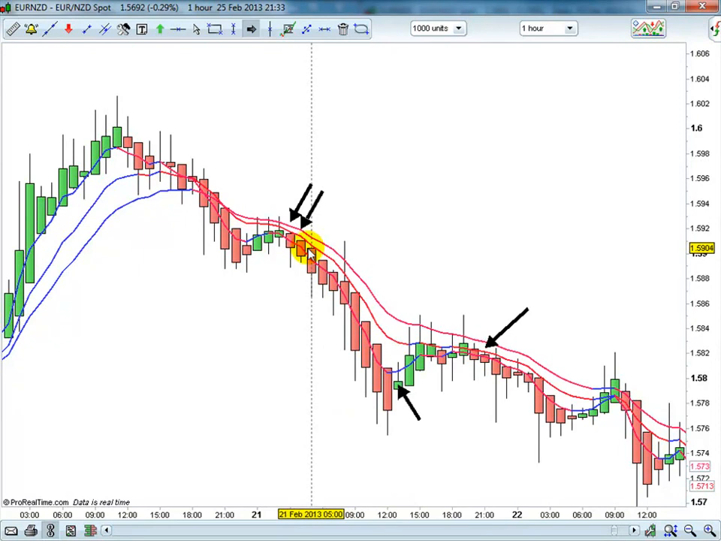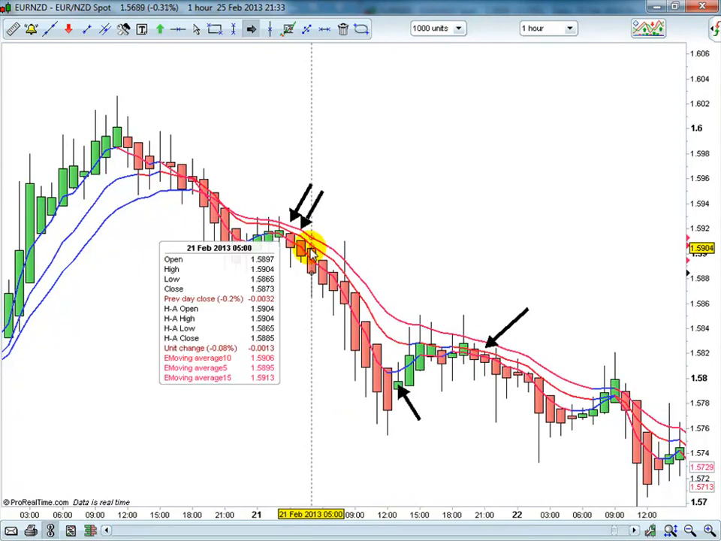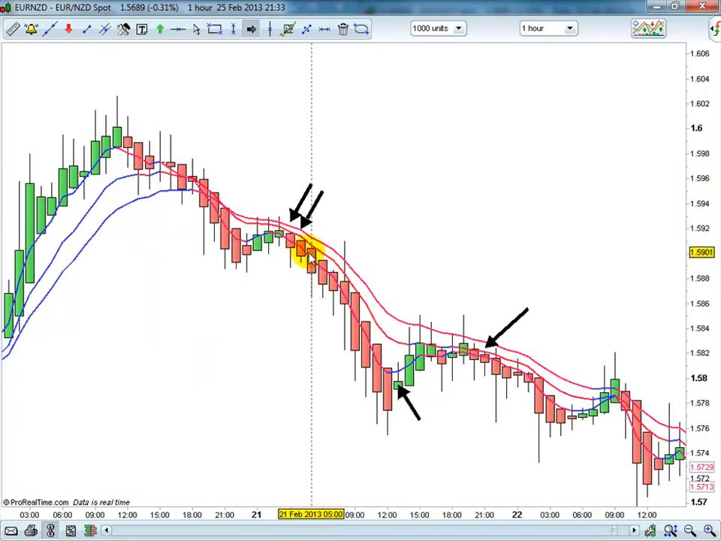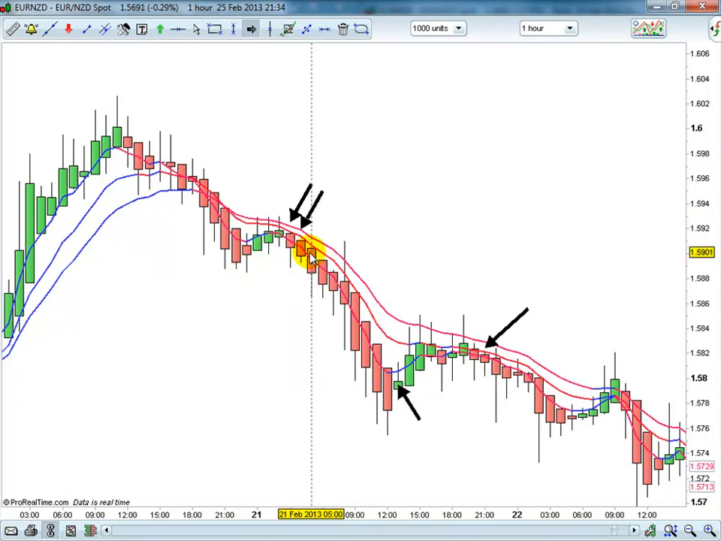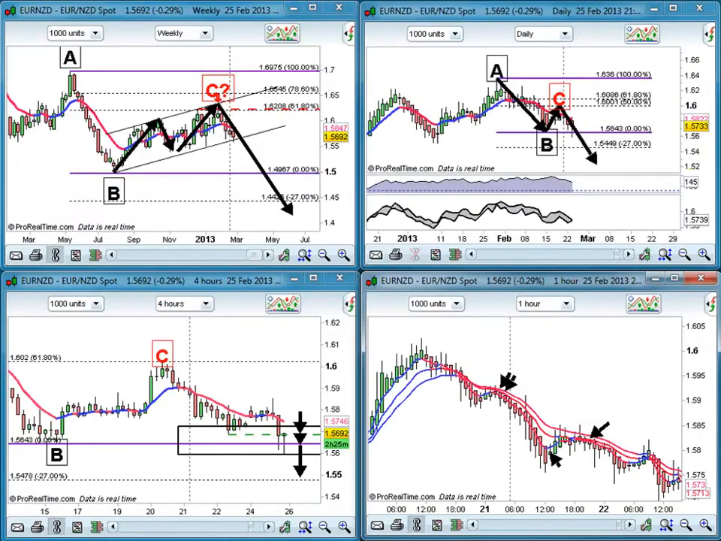Okay, but as we come to right here, 5 a.m., Friday, February 21st, or sorry, that's Thursday, February 21st, we can see that we've got the kind of moving average bearish reading that we're looking for on all of the 1 hour, 4 hour, and daily charts.